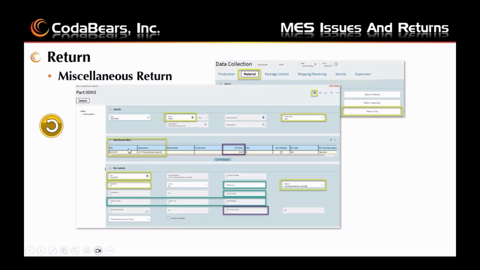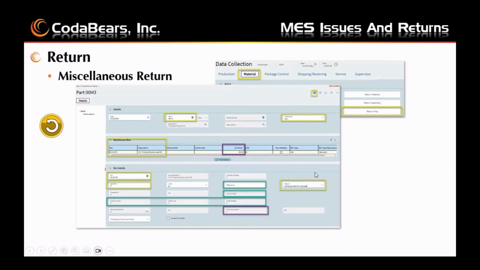And then the middle grid here will show your warehouse bins for the warehouse that you selected there, and it will show whatever the on-hand quantity is for inventory in that bin in that warehouse. And if you select the row, the bin details pull in the bin here, and then you can enter the quantity that you'd like to return. And then again, the green fields are optional, your reference, lot number, and order line and order release. It will show whatever previously issued amount was done. You do have to enter a reason, so we put that in yellow here to show you the reason.